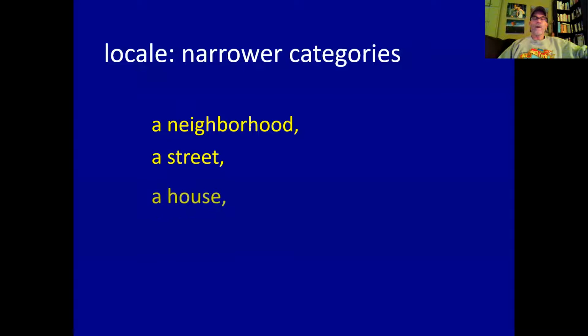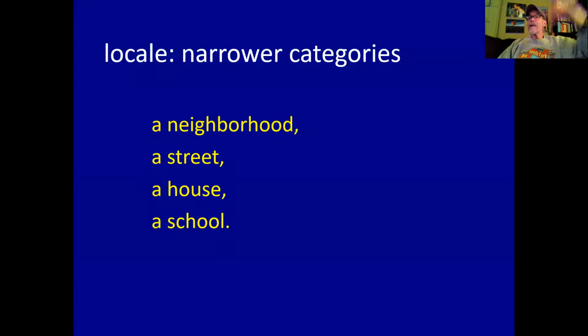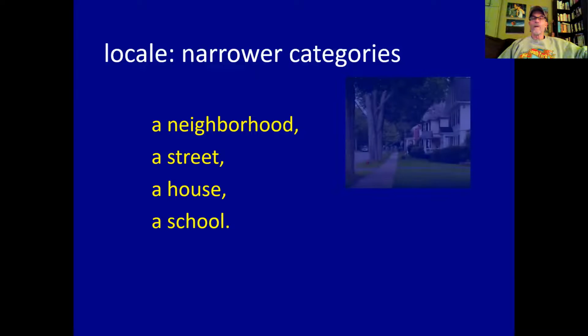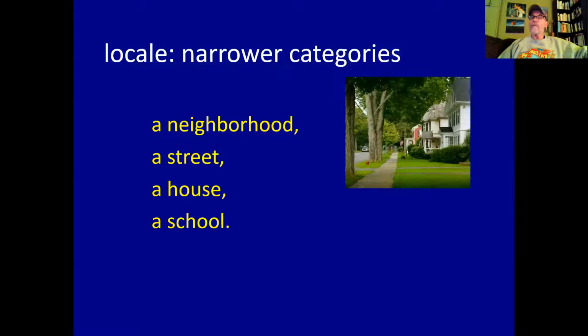All right, so now as we narrow, we get to things like neighborhood, a particular street, say, within a neighborhood, then narrow even further to a particular house, and then maybe even a school, and depending on elementary school, middle school, high school, university, college, all these things are going to suggest different things to the reader.